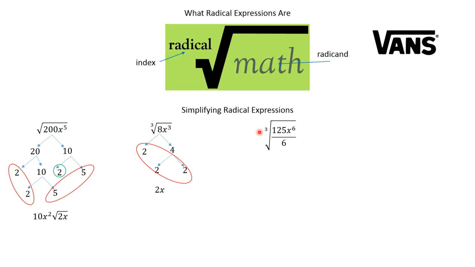A bit harder one. Here we have the cube root. Now we can split this up to be the cube root of the top and the cube root of the bottom. We can do the cube root of the top and the bottom separately. The top, 125, we could do a factor tree, or we can think, well, that's 25 times 5, and 25 is 5 times 5. So 125 is 5 times 5 times 5.